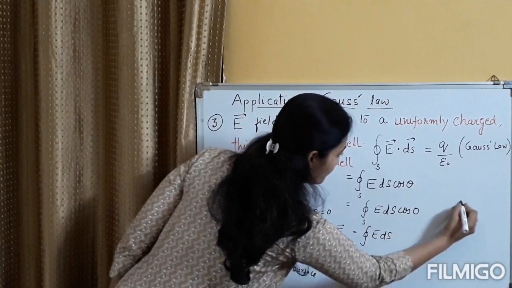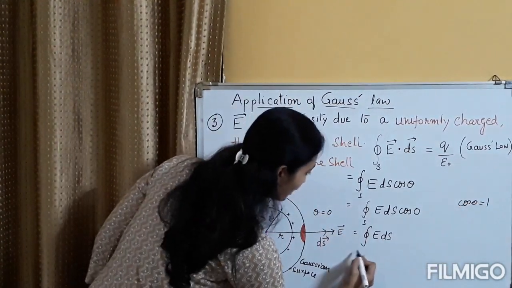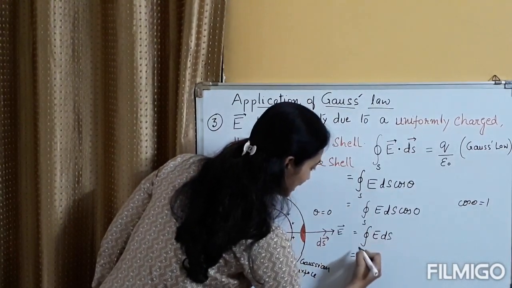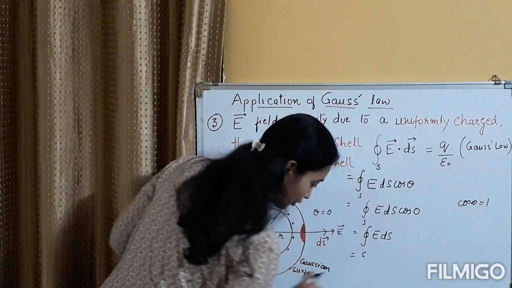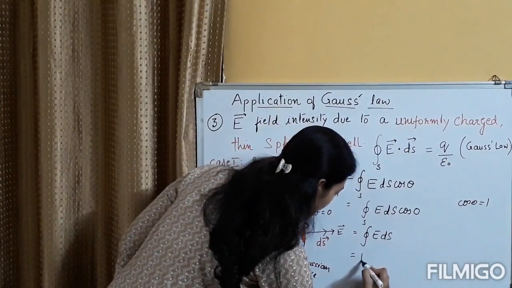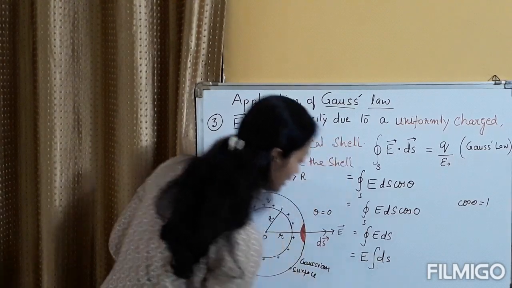Cos 0 is 1. So moving further, equating this to Q by epsilon naught. Now I will take E out of the integration. Why are we taking E out of the integration? We will write it as integration of ds only.